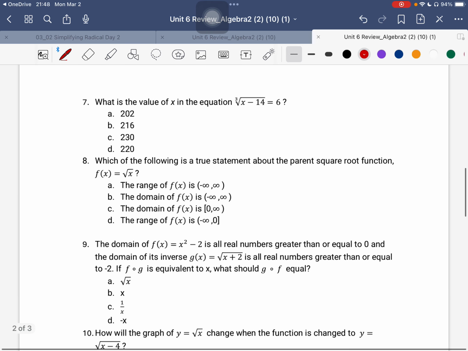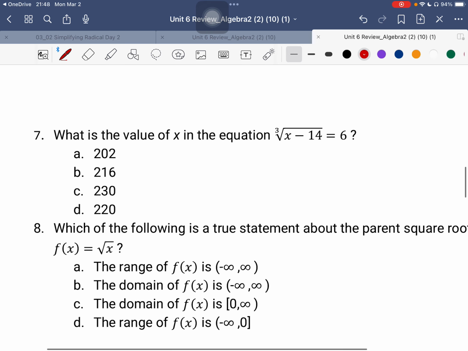Question 7. What is the value of x? So still solving for x. We're using SATMAP. So what is the opposite of a cube root? It is a cube. Okay, I don't have anything outside of the house, so the only thing I need to do is to remove the cube root. I'm gonna cube on both sides.